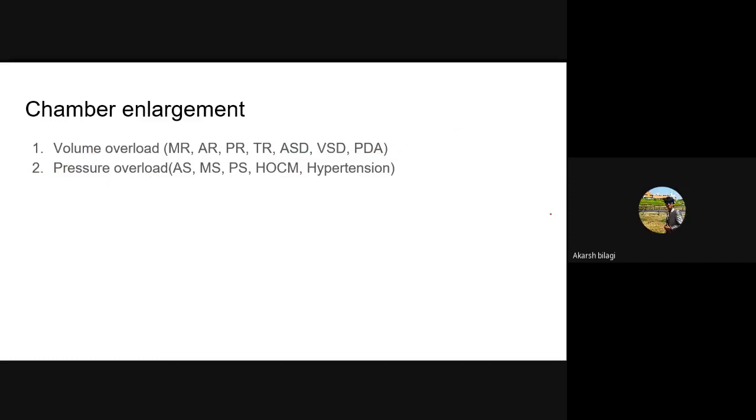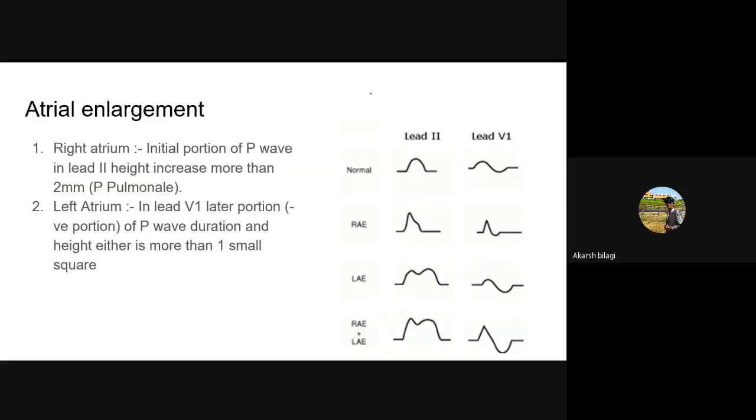Got it? Yes, sir. We'll come to atrial enlargement now.